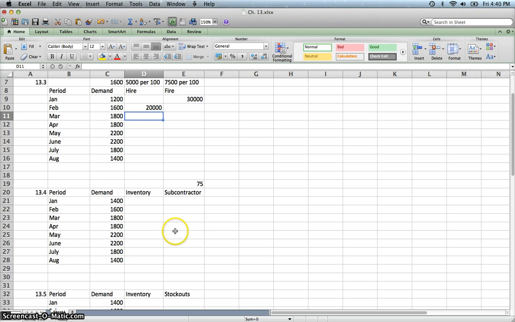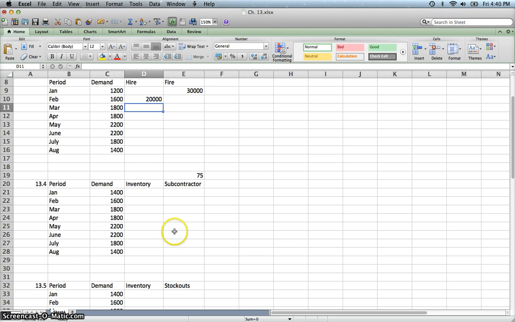The second problem that's been assigned to you is using subcontractors. And so we have basically our demand. Now they tell us here that we're going to do a level production. And so instead of a chase strategy, we're going to produce 1,400.